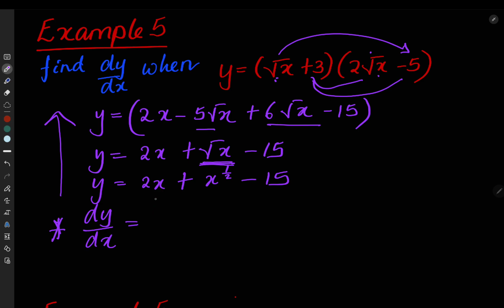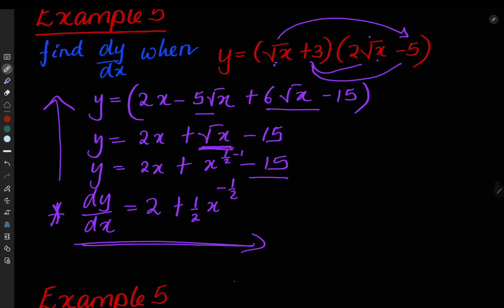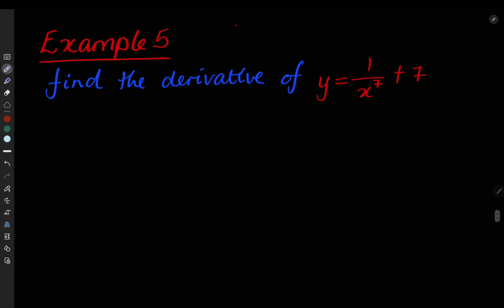So then you differentiate that. That will be a 2 here, plus you bring down the half, then x to the power negative a half, because here we say a half minus 1. Then the derivative of a constant is 0. So that's how you find the derivative of this function. Now moving on to the last example.